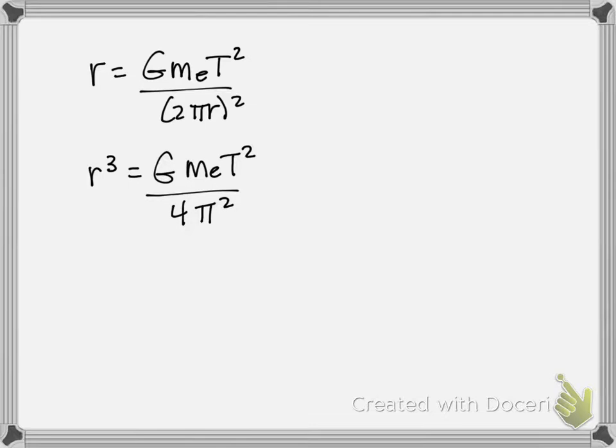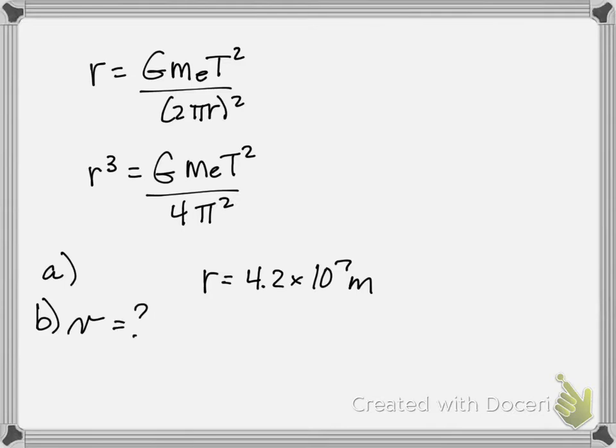So a lot of plugging and chugging gives you an orbital radius of 4.2 times 10 to the 7 meters. Now, if they ask you how far is that altitude, how far is it above the surface, you just have to subtract out the radius of the Earth, which is not all that big of a deal. Now, that was the hard part by far of this problem.